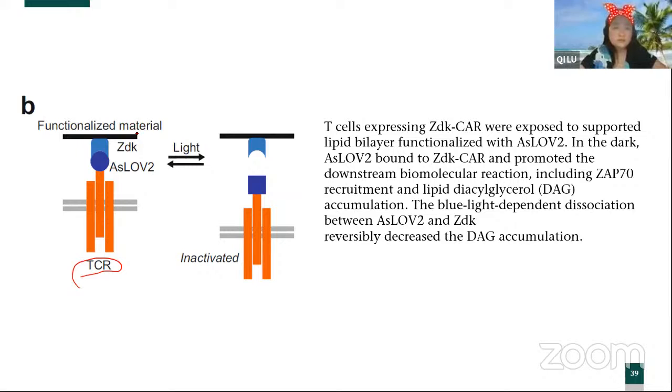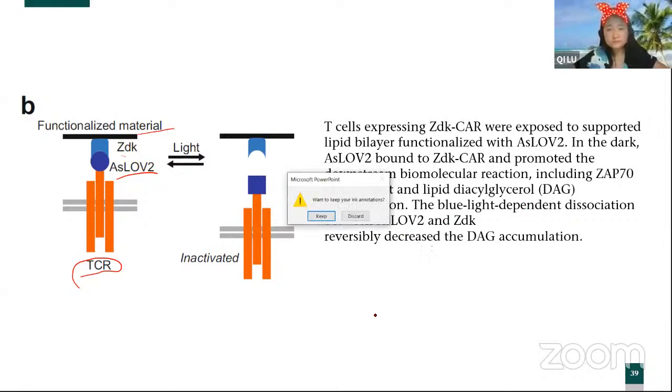This is the material like the extracellular matrix, and the T cell receptors were linked with LOV2, which upon light will dissociate from ZTK. That's the LOV2 and ZTK system. Light will cause the dissociation, and this dissociation will cause an activation of the TCR receptors. And the blue light dissociation will reversibly decrease.